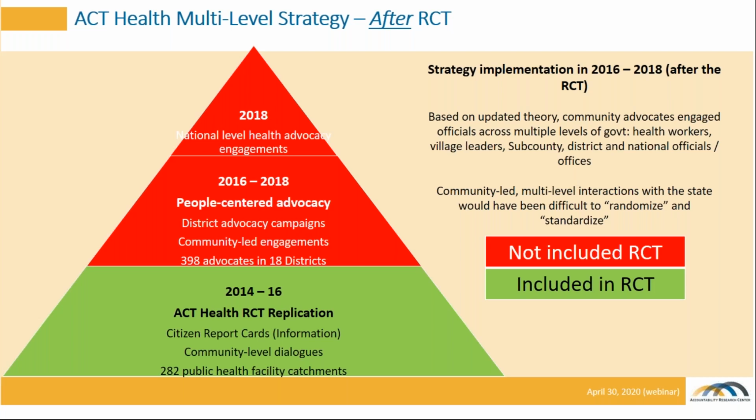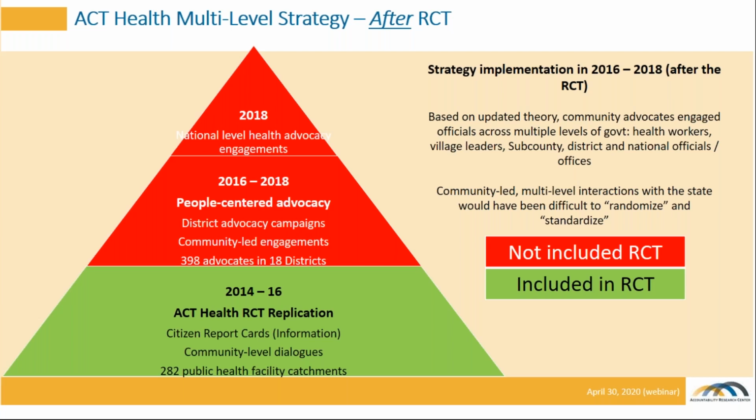I did want to mention that the Act Health program did have a multi-level strategy that was implemented after the randomized control trial. Because the Act Health RCT was designed to retest that relatively simple theory of change, right, about sharing information and facilitating dialogues in health facilities, it's kind of a light touch approach. And this is the type of short causal chain that can be studied with a randomized control trial. But just because it can be studied with the RCT doesn't mean it's comprehensive enough to really promote the kinds of changes we're hoping for.